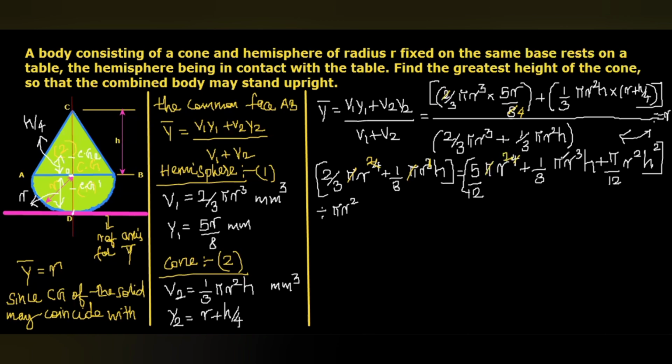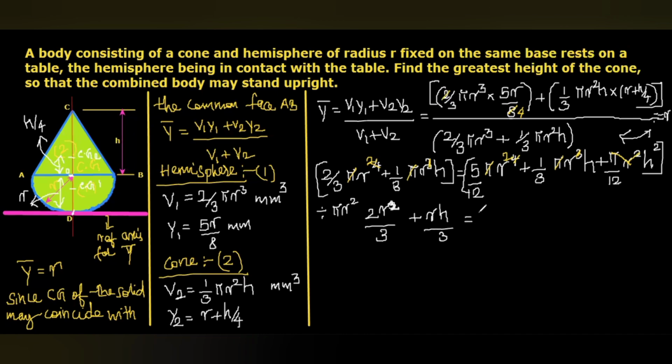1 by 3 pi r cube. Pi will be cancelled. R cube will become r when you divide with the r square. This pi r square will be completely eliminated. So now the remaining terms, we can write 2r square divided by 3, plus, here you can see it has only r, so rh by 3.